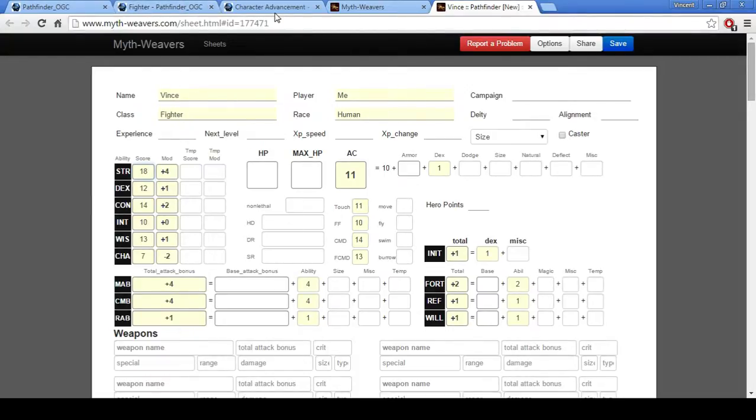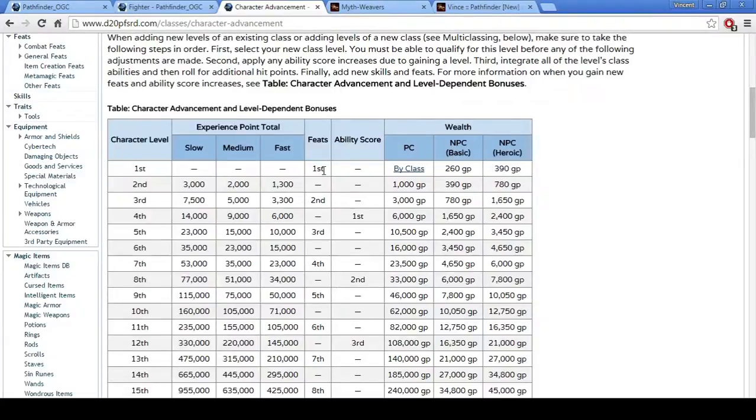So, be aware of this character advancement thing. It usually doesn't make a big difference. Notice that there's experience points. Let the DM worry about that, and if you are the DM, worry about that. And this is wealth, how much money you should have, but that's the DM's decision. Experience and wealth is up to the DM. Don't worry about that. So first level character is going to get an extra feat. So we're going to be picking that in a little bit as well.